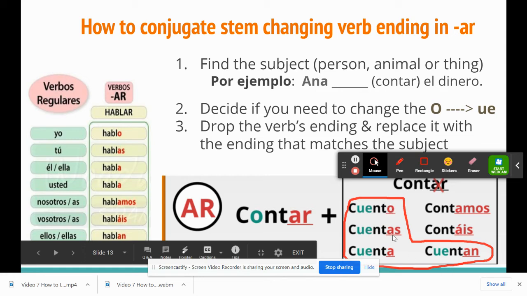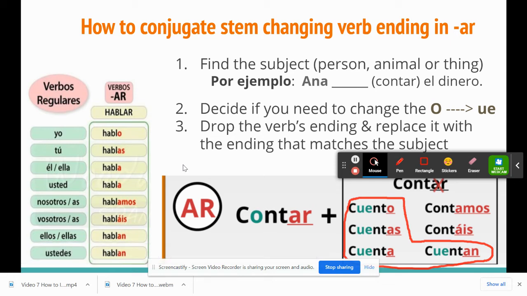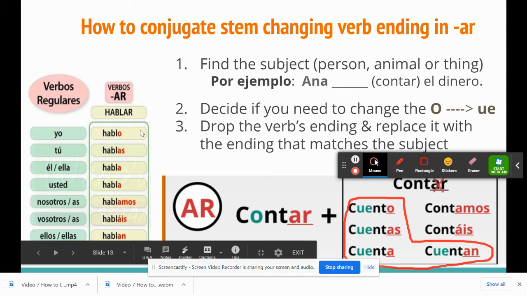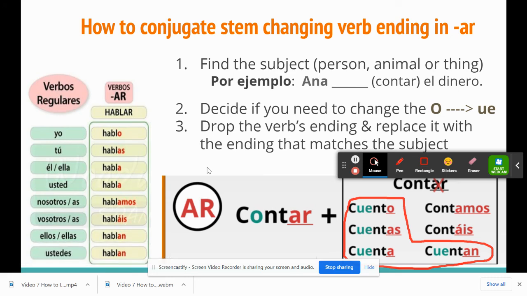The verb endings, you already have learned them and you know them when we cover and practice AR verbs, ER verbs, and IR verbs. So this is something that you already know, and I will be showing you this word bank to make things easier throughout this video.